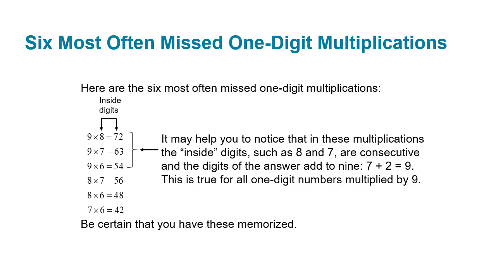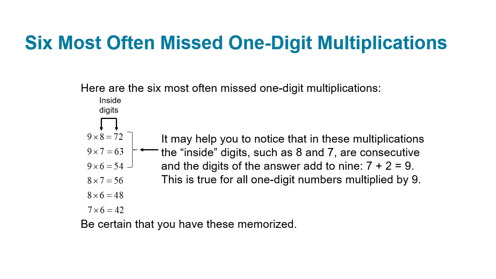So for instance, when you're multiplying by 9, the first digit of the solution is always 1 less than what you were multiplying by 9. So 9 times 8 equals 70 something. 9 times 7 equals 60 something. 9 times 6 equals 50 something. And then, of course, the last digit, the easiest way to know what it is, those two digits have to add up to 9.